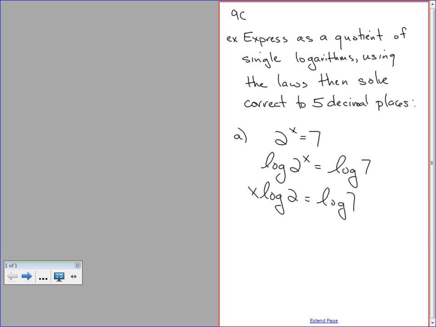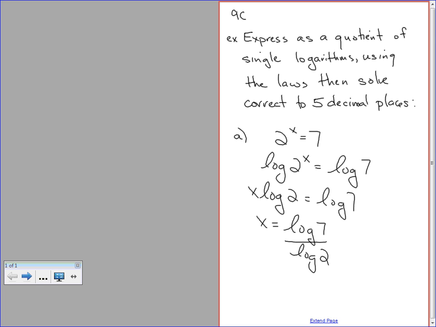Now it's a lot easier for me to isolate that x, because I have x times the log of 2 is equal to the log of 7. Remember the log of 2 is just a decimal number. It's the decimal number that is what exponent goes on the base 10 to get 2 as an answer. So since it's just a number, I'm going to divide both sides by the log of 2. And I get x is equal to the log of 7 divided by the log of 2. So that's the part where I have expressed it as a quotient of single logarithms.